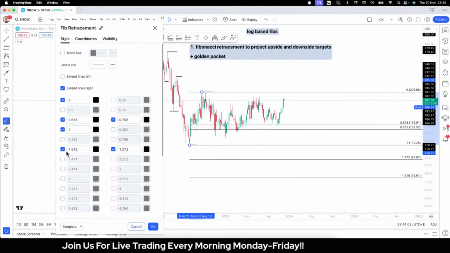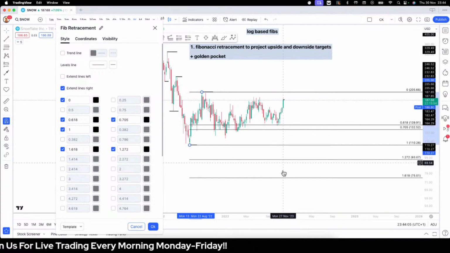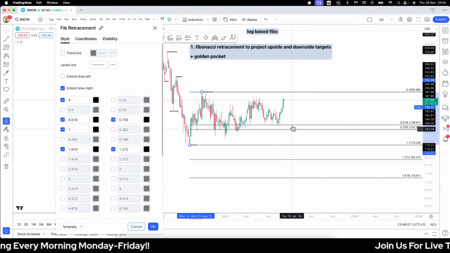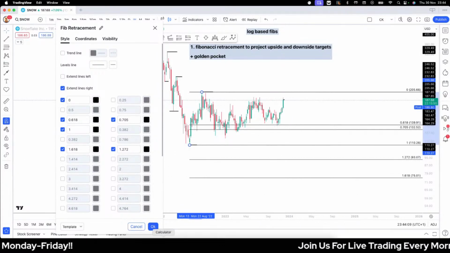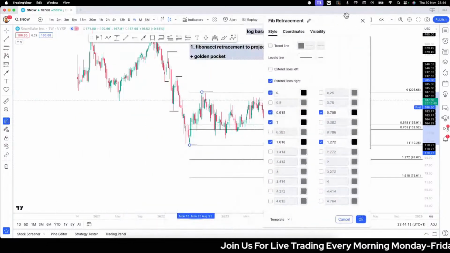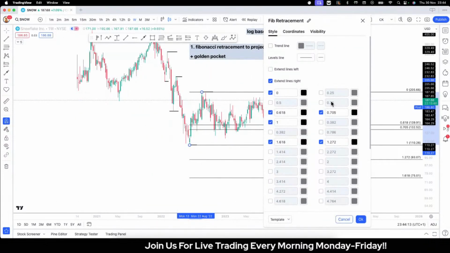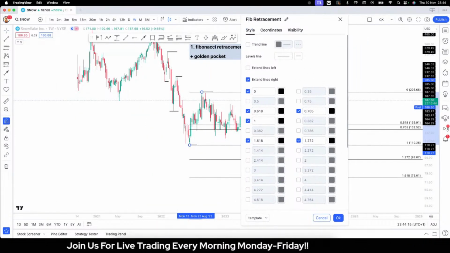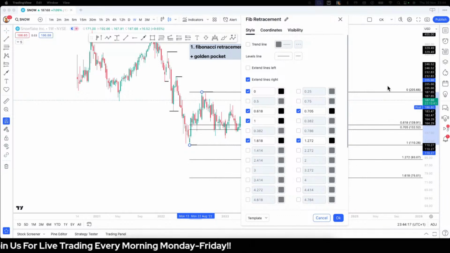So 1, 2, 3, 4 Fibs, 2 Fibs outside of your range, and then 2 Fibs in the range itself that are important. So here you have it.